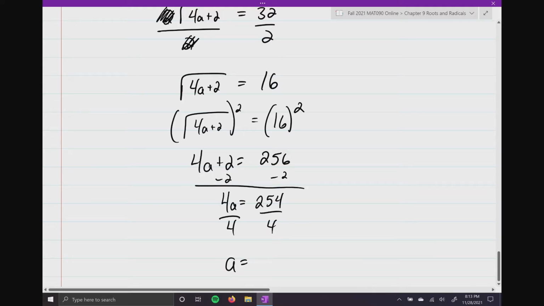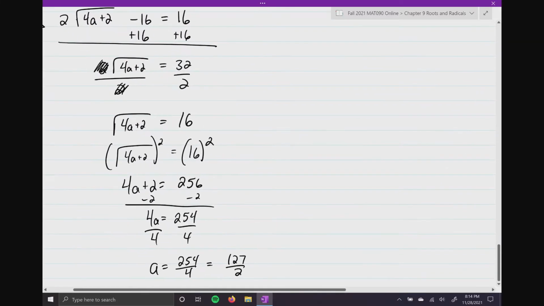254 divided by 4 is actually an ugly number, 63.5. So what I want to do is just reduce this real quick. So a equals 127 over 2. But remember, we got to check it. So let's see, what was the original problem?